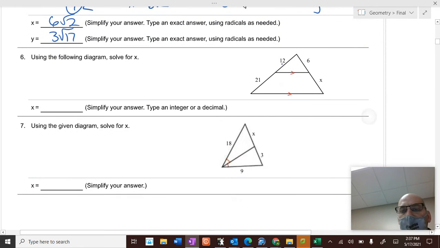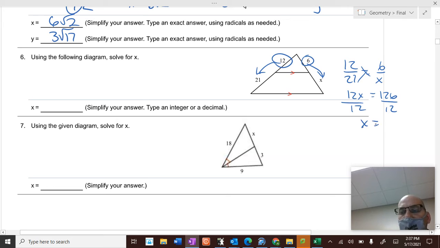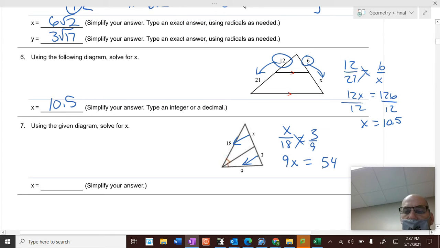All right. This one, this over this equals this over this. So 12 over 21 equals 6 over x. So if you cross multiply, 12x equals 126, divided by 12. x equals 10.5. Here, this over this equals this over this. X over 18 equals 3 over 9. Cross multiply. 9x equals 54, divided by 9. X equals 6.